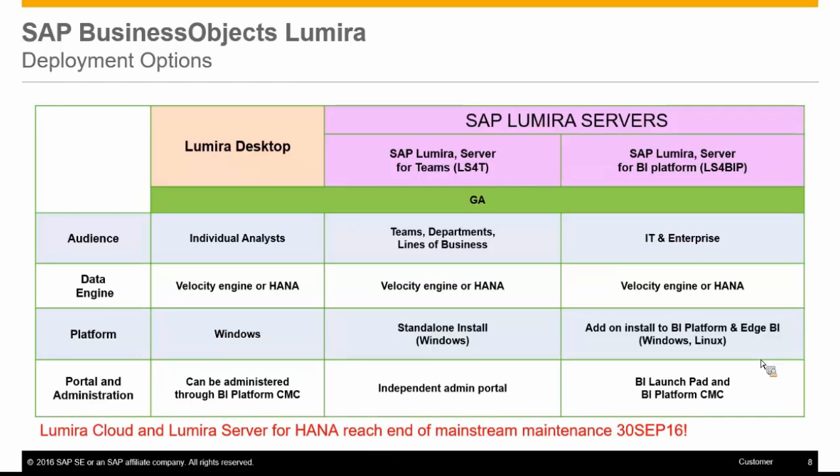From an administration perspective, Lumira Desktop can be administered to the BI platform via CMC. Lumira Server for Teams is an independent admin portal, and for the add-on you can use BI Launchpad or BI Platform CMC. Note that Lumira Cloud and Lumira Server for HANA reach end of maintenance in September 2016. These two products we have not invested in since 1.29, and they will go out of maintenance on this date.